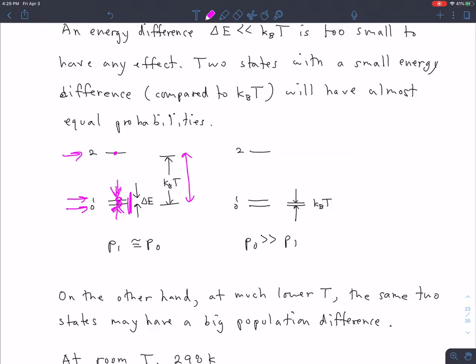On the other hand, if I lower the temperature so that now kBT is smaller than this energy gap, then all of a sudden this energy gap matters, and the population of state 0 will be much bigger than the population of state 1 in this case, and the population of state 2 will be almost negligible.